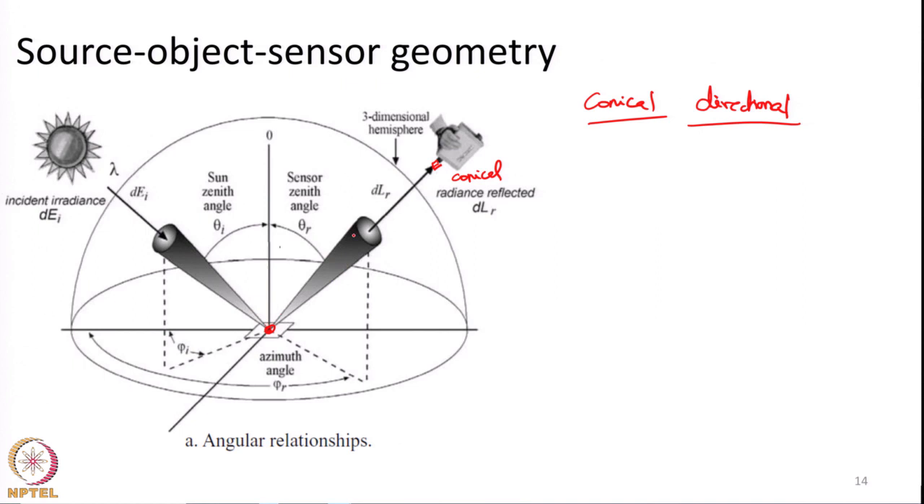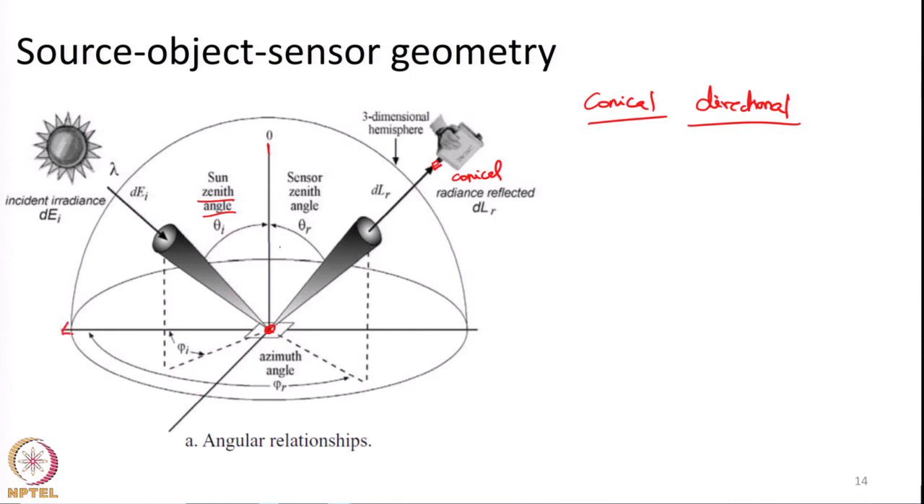But one more important thing to assume is, even though we assume incoming energy and outgoing energy are coming in the form of conical shapes, where we are integrating energy over a cone, the cone itself can be oriented in different directions. That is, we can give two directions to it. What is the direction with respect to vertical it makes, we call it the zenith angle, and what horizontal angle it makes with respect to a single direction of measurement.